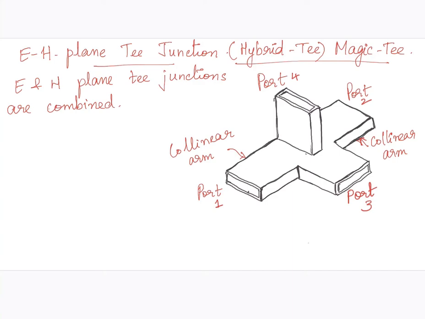So when you consider a magic T, basically it's a combination of E-plane and H-plane. So here you have the E-plane, the E-arm, inserted into the waveguide. So this portion is like the E-plane T junction, and then you have your H-plane T junction. So this portion denotes the H-plane T junction. So in order to derive the S parameters, we will discuss the characteristics of the magic T one by one.